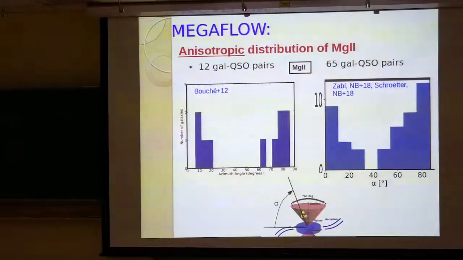Initially, we had a small sample of about 10 galaxies, but now with about 60 galaxy-quasar pairs, we find this very strong bimodal distribution for the magnesium 2 probe. So magnesium 2 is tracing gas either on the minor axis, very strongly, and on the major axis. This sort of distribution here that goes to about 50 degrees gives us an insight about the cone opening angle, about plus or minus 30 degrees. And it does seem to be a bit sharper for the major axis than that one.